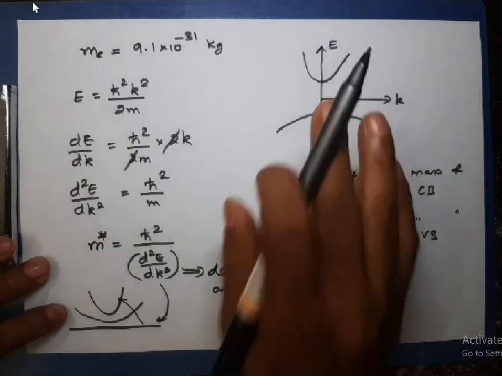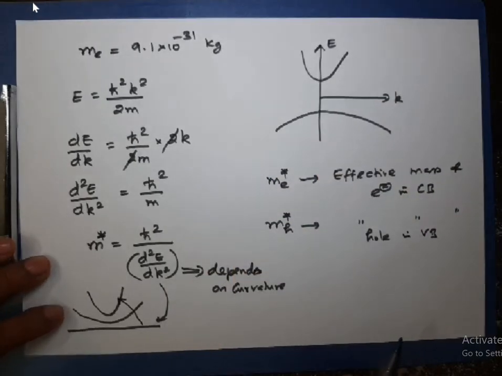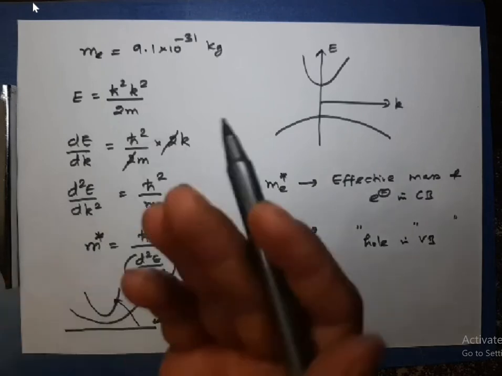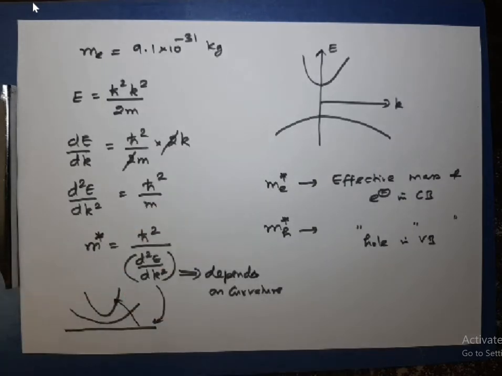Okay, so keep this in mind. This is very, very important. This is regarding the effective mass of charge carriers, electrons in the conduction band and holes in the valence band.